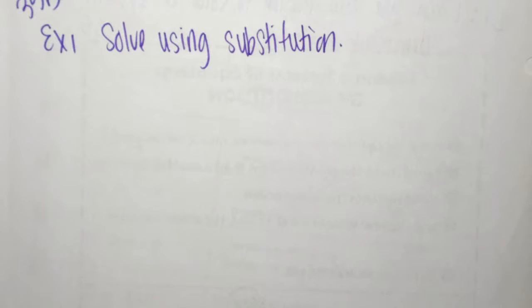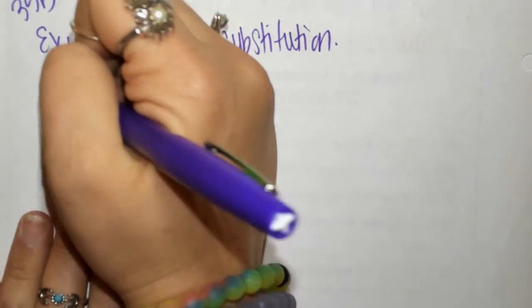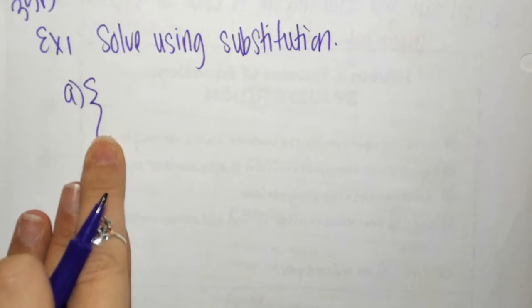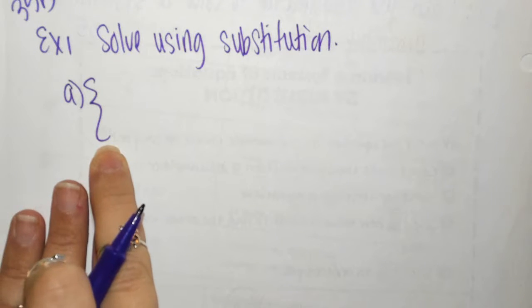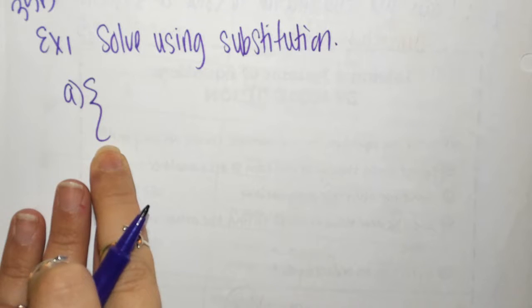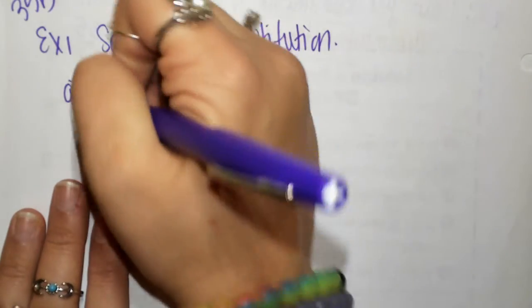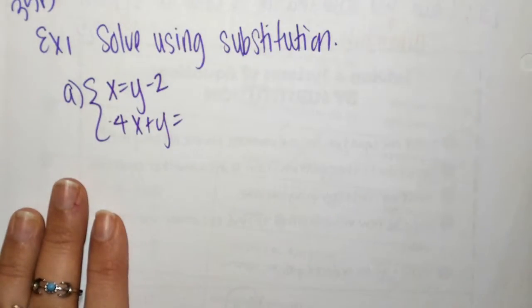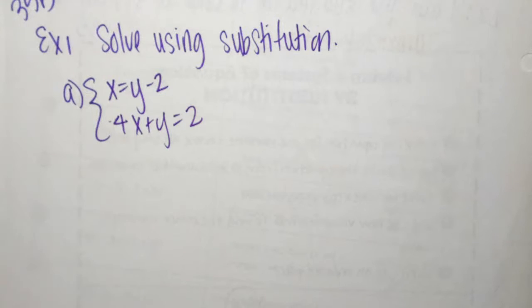Okay. So, we're not going to go crazy yet, because I don't want y'all to freak out and cry. Alright, so our first system, remember you have to write the squiggly. It's an S and then a 2. X equals y minus 2 and 4x plus y equals 2. We're going to do this one together.